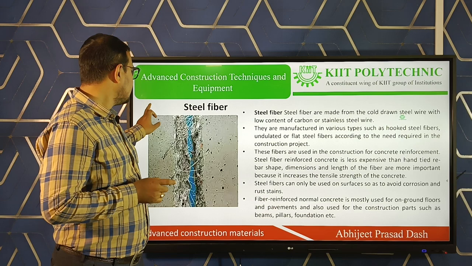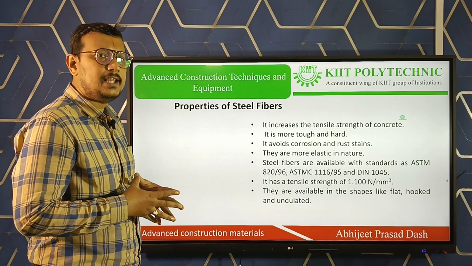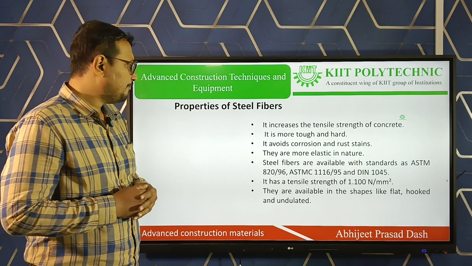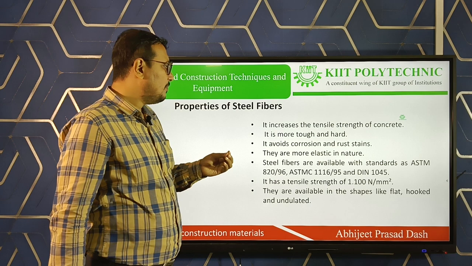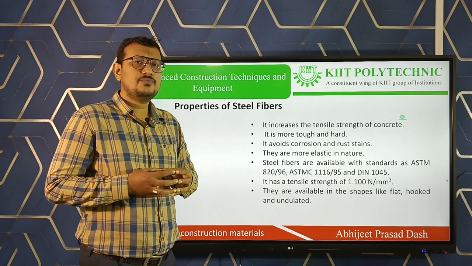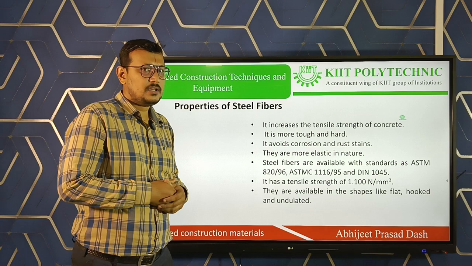Properties. Steel fiber properties are: it increases the tensile strength of concrete. Obviously, steel is very strong in tension. It is tough and hard. They are used to avoid corrosion and rust stains. They are more elastic in nature. Steel fibers are available with different standards as ASTM A820-96, ASTM C1116-95, and DIN 1045. It has a tensile strength of 1.1 Newton per millimeter square. They are available in different types like flat, hooked, and undulated, as we have discussed already.